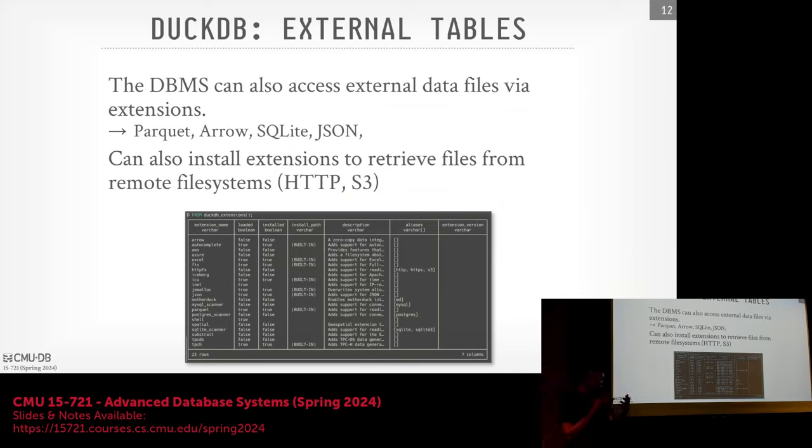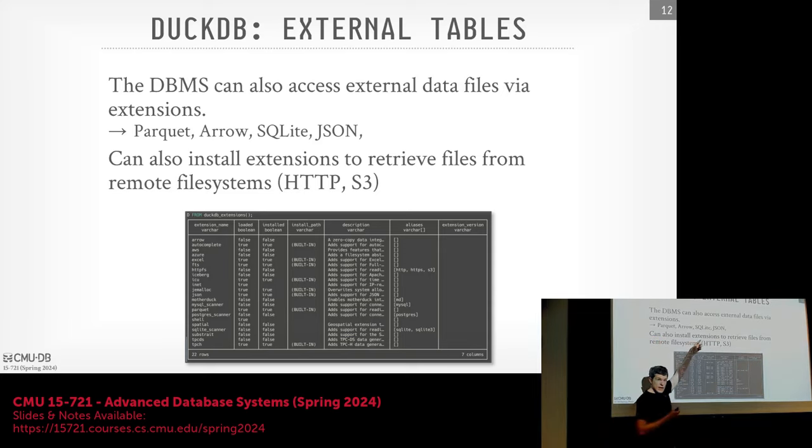So in addition to being able to support, again, reading their own proprietary file format on the local disk, as I said, they can read data in other file formats. Parquet is not surprising. I don't think they support ORC, at least I don't see it here. They obviously can support Arrow.